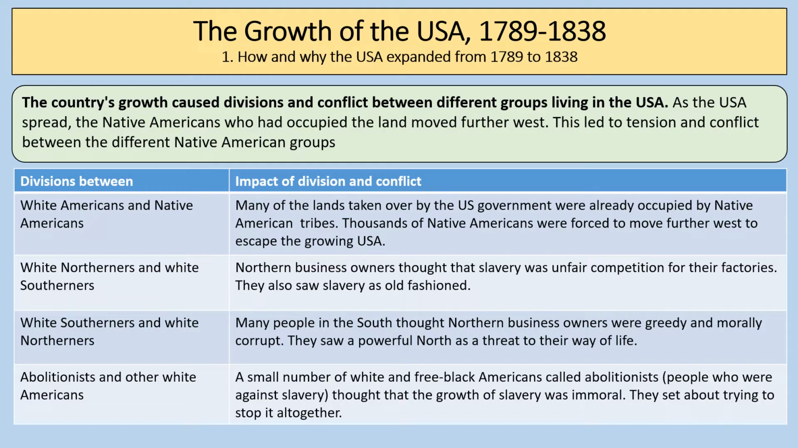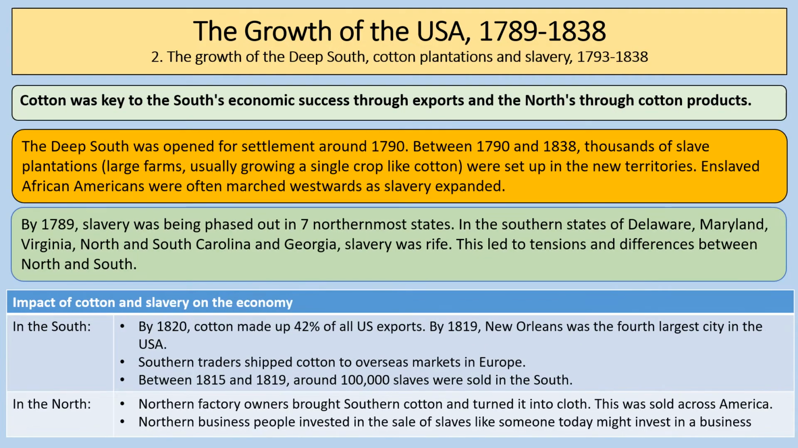And then there was tension between a group of people called abolitionists and other white Americans. So a small number of white and also free black Americans called abolitionists were people who were campaigning against slavery. So, for example, some religious people thought that slavery was morally wrong, and they set about trying to stop slavery altogether.